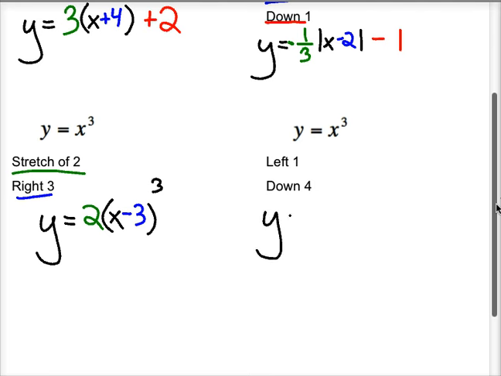All right, then y equals, well, in this one, there's no x-axis reflection, no compression or stretch. So this one has no number multiplying it out front. So I can just jump to setting up my x. And it's shifting left 1. And again, to go left is the opposite of what you'd expect, that plus, and then down 4 means you subtract 4 at the end.